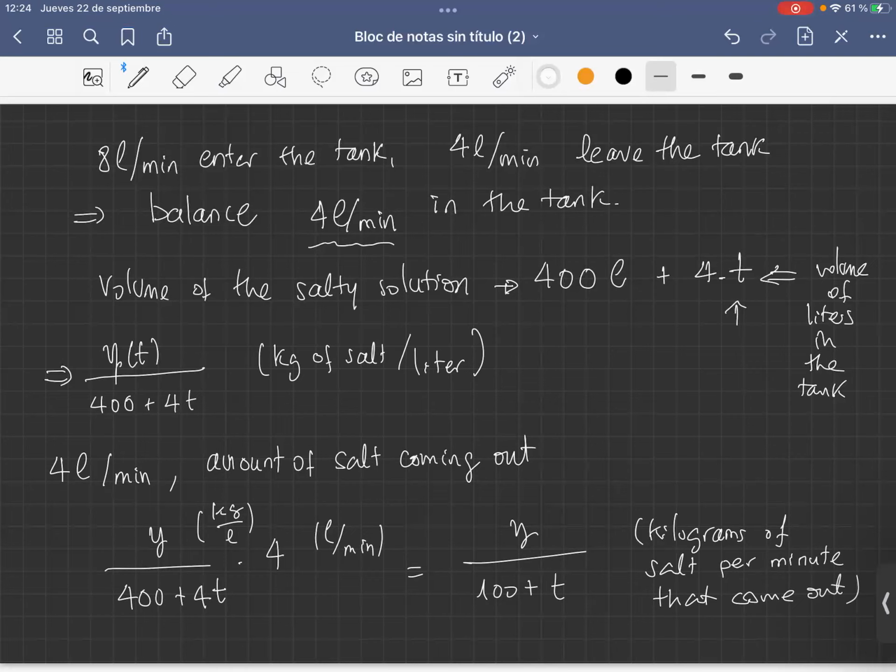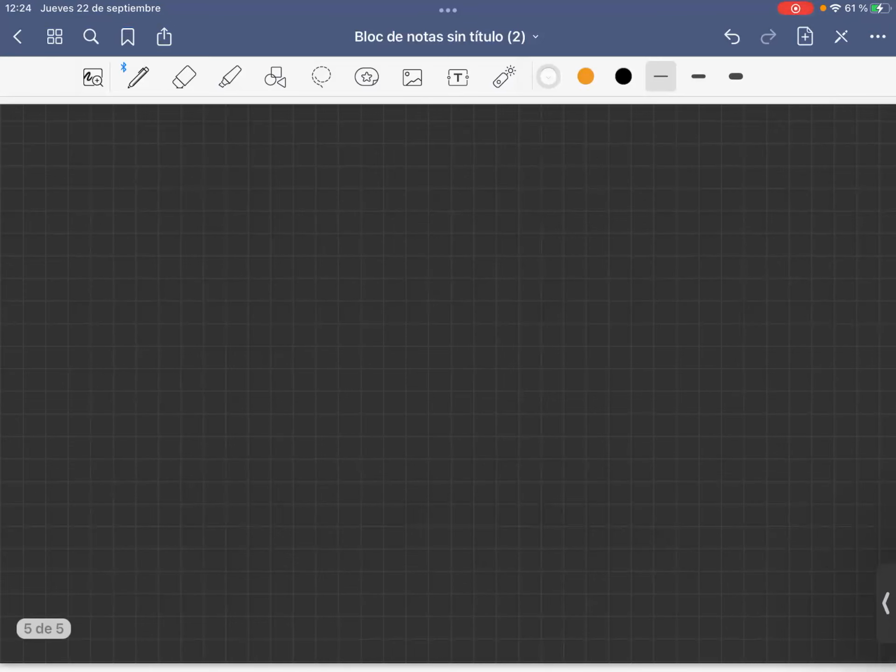Hence, well, what do we have then? Well, so then it's easy to check that that's the kilograms of salt per minute that come out. And initially, we had 1/8 kilogram per liter, and coming in at 8 liters per minute. So we basically said that it means that it's entering 1 kilogram per minute.